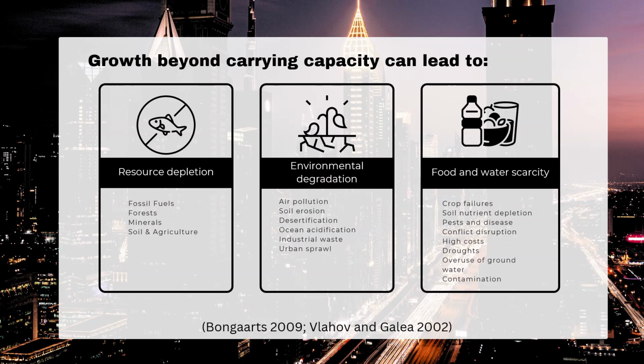Exceeding carrying capacity also leads to food and water stress. Crop failures can occur when soil is degraded or water becomes scarce. Groundwater is often overpumped to meet growing demands. This is a really big issue in Florida right now. And pollution can contaminate remaining supplies. When food and water systems are strained, communities face higher costs and increased risk of shortages, which we have also been seeing here in Florida.